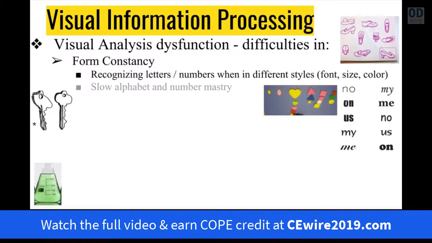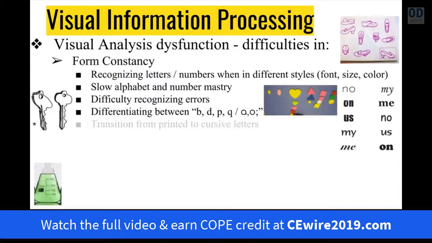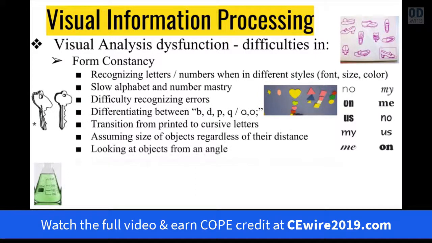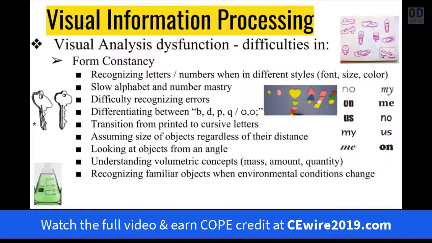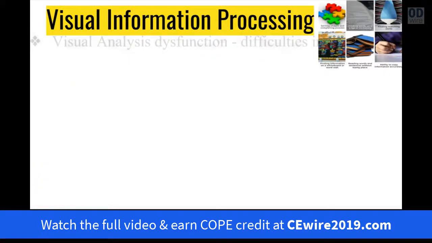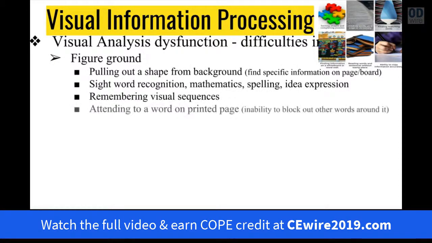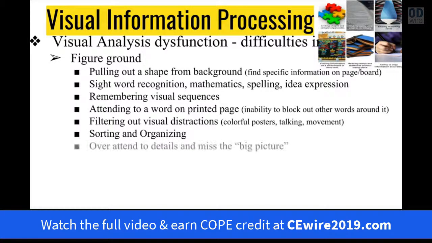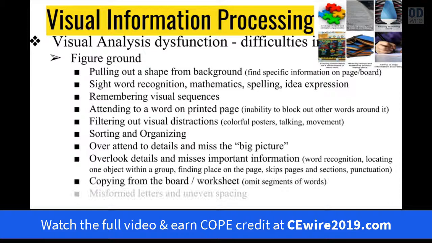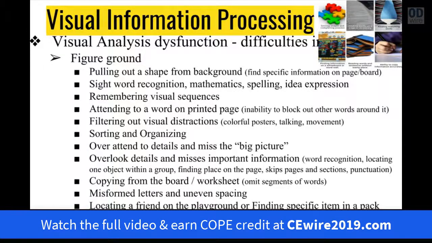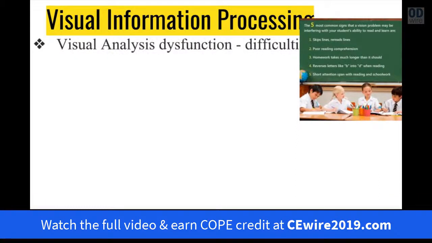For form constancy, being able to recognize letters or numbers when they're in different styles or fonts, difficulty mastering the alphabet and numbers, differentiating between similar letters, looking at objects from an angle and knowing that it's the same object from a different angle. For figure ground, the child might have difficulty pulling out shapes from a background or from the board or from a book, sorting and organizing, attending to a word on a printed page, misformed letters and uneven spacing when they're writing, or just even finding a friend in the playground.